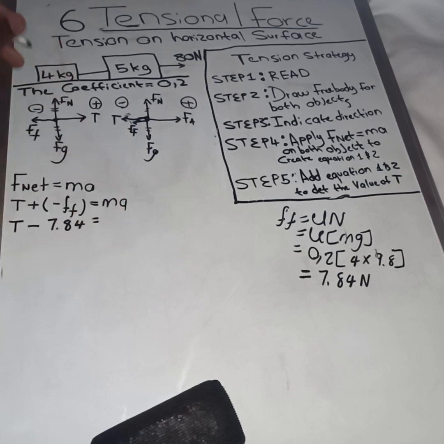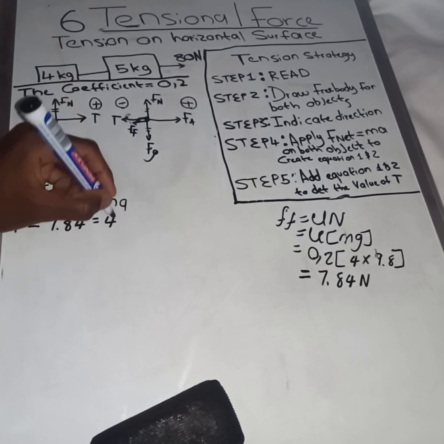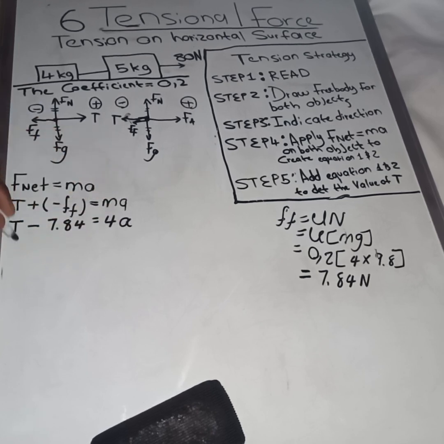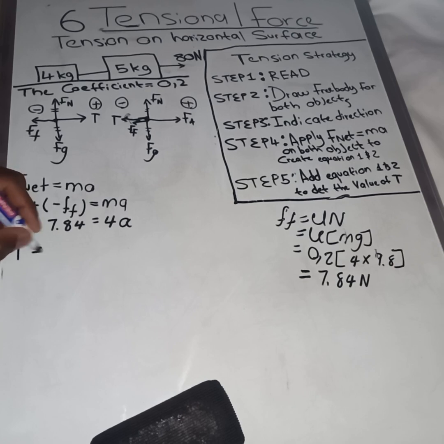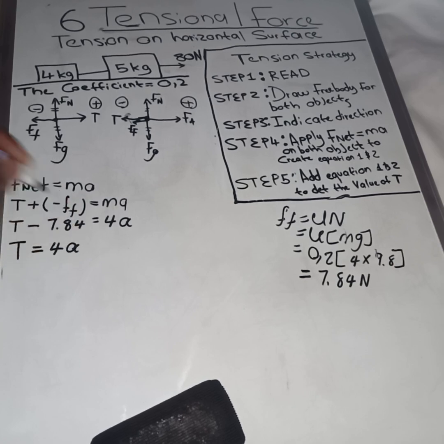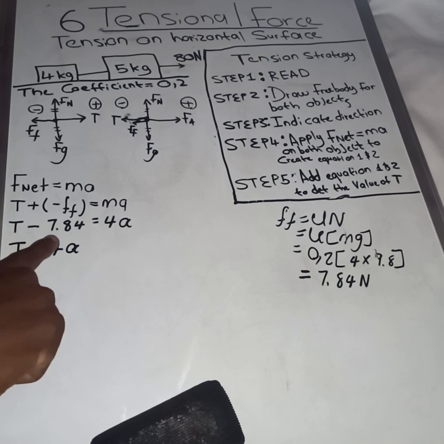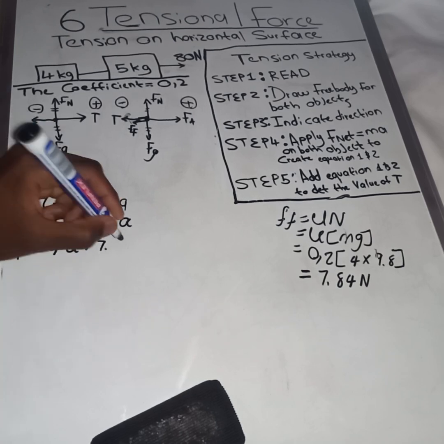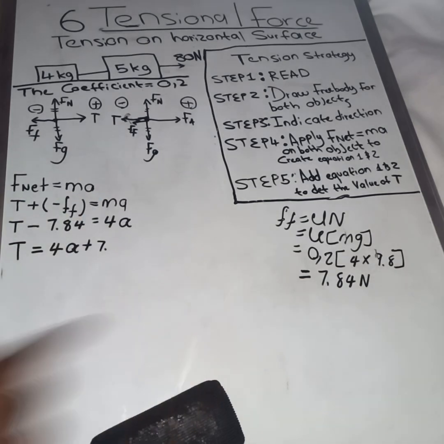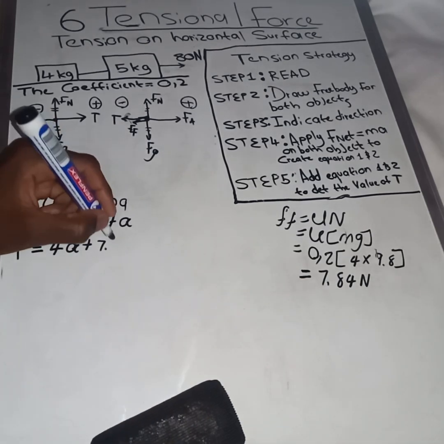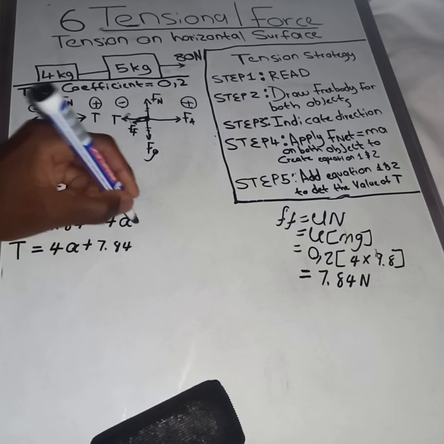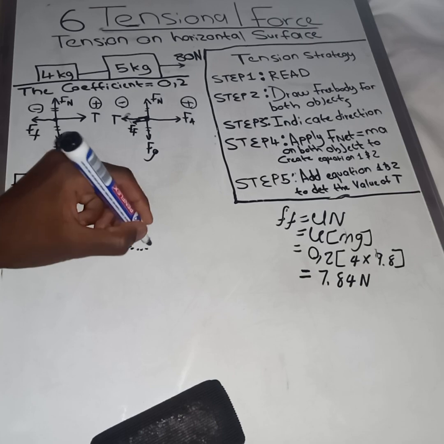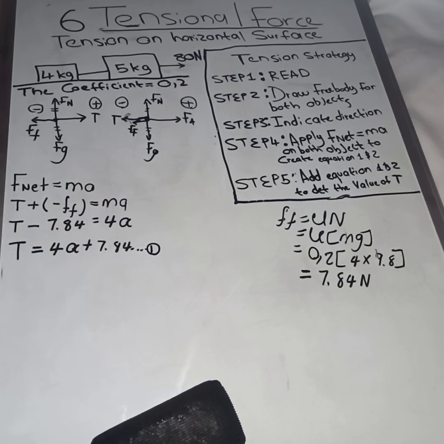The mass of this block is 4. We don't have the value of acceleration. We are going to transpose negative 7.84. When we transpose this value to the right, it changes what sign? It becomes what? It becomes positive. So equation 1.